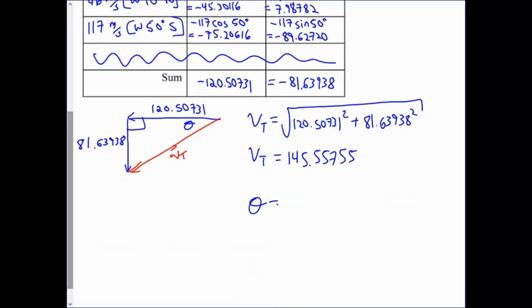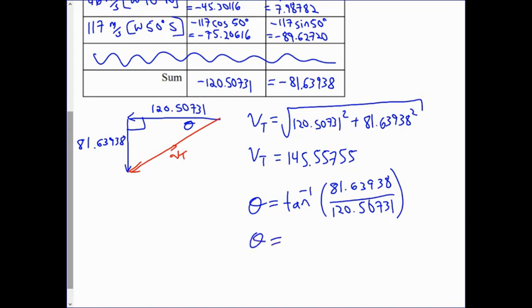So here we go. Let's find the angle. We're going to do the tan inverse because we've got the opposite and the adjacent side. Tan is opposite over adjacent. Our opposite side is the 81.63938. And the adjacent side, next to that angle, is 120.50731. Okay, we're going to work that out and see what that works out to. Let's do the math. We end up with 34, this is in degrees, 0.11623.